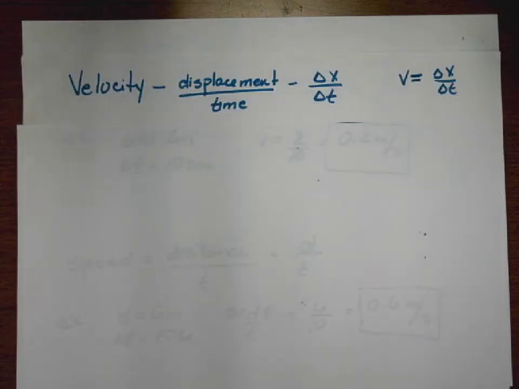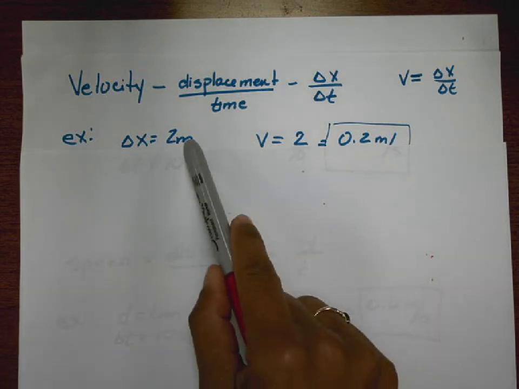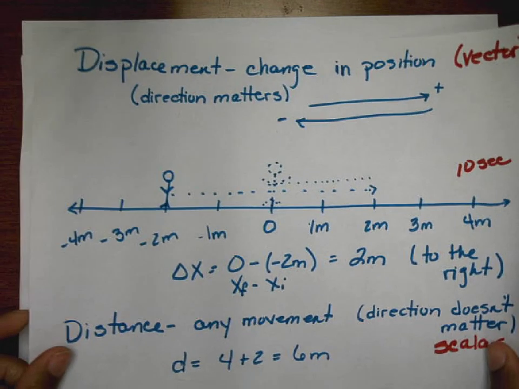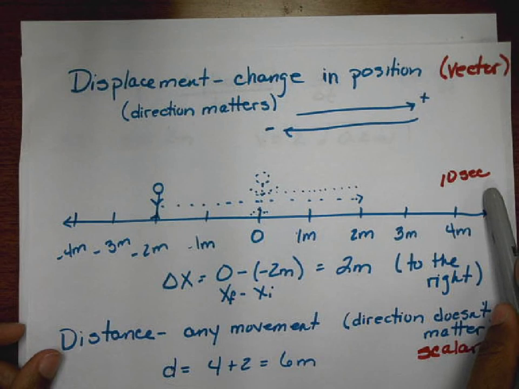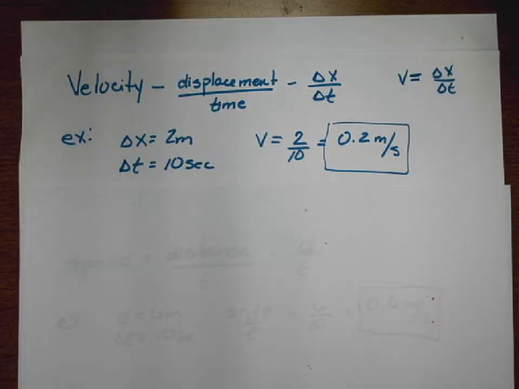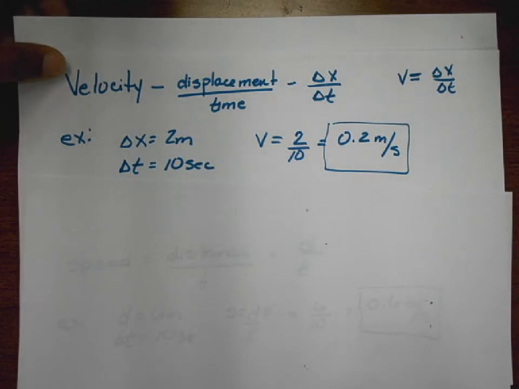Well, if I list the information that I know, the change in the position was 2 meters, and he did this whole thing in 10 seconds. So the time spent is 10 seconds. So the velocity is 2 divided by 10, or 0.2 meters per second. That is his velocity. Well, let's take a look at speed.